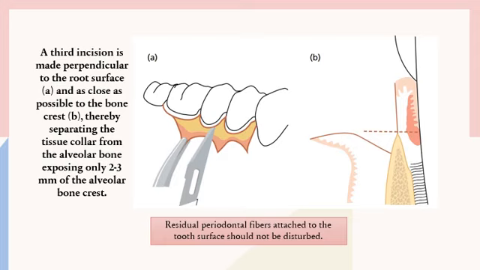We only expose 2 to 3 millimeters of the alveolar bone crest in the Modified Widman Flap. If you expose more of the bone, this flap loses all its advantages. And you also have to be careful that residual periodontal fibers attached to the tooth surface should not be disturbed in this kind of flap.